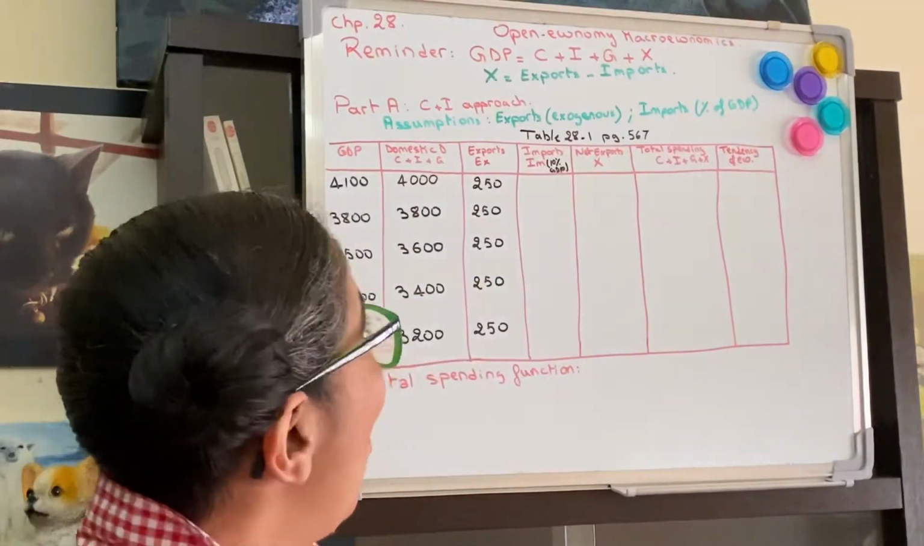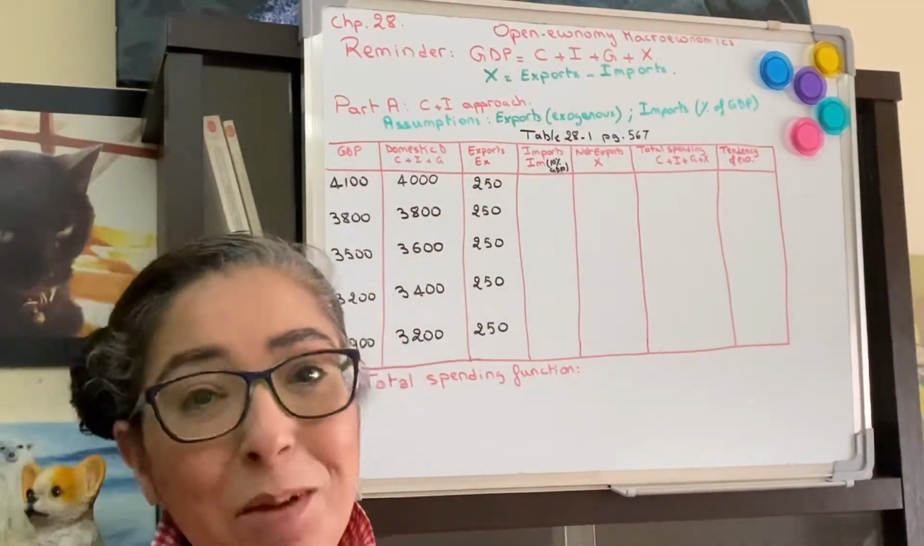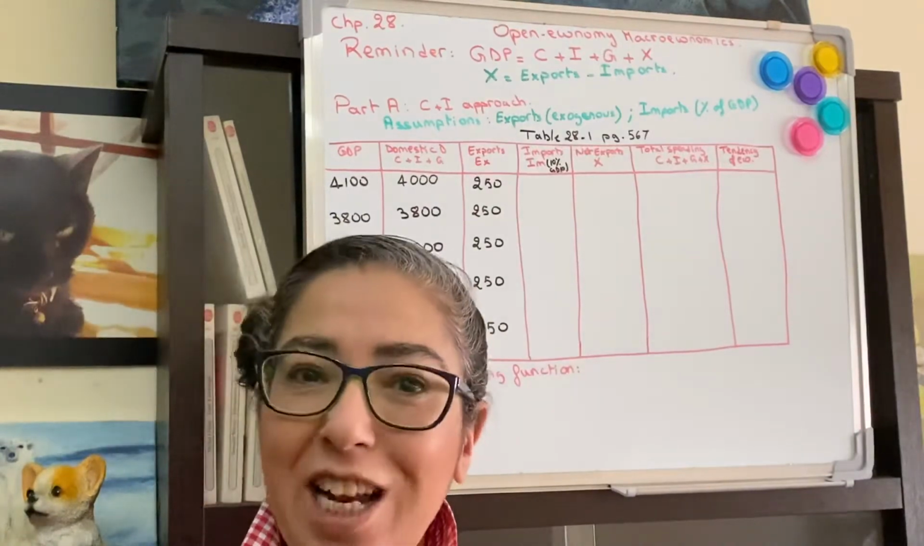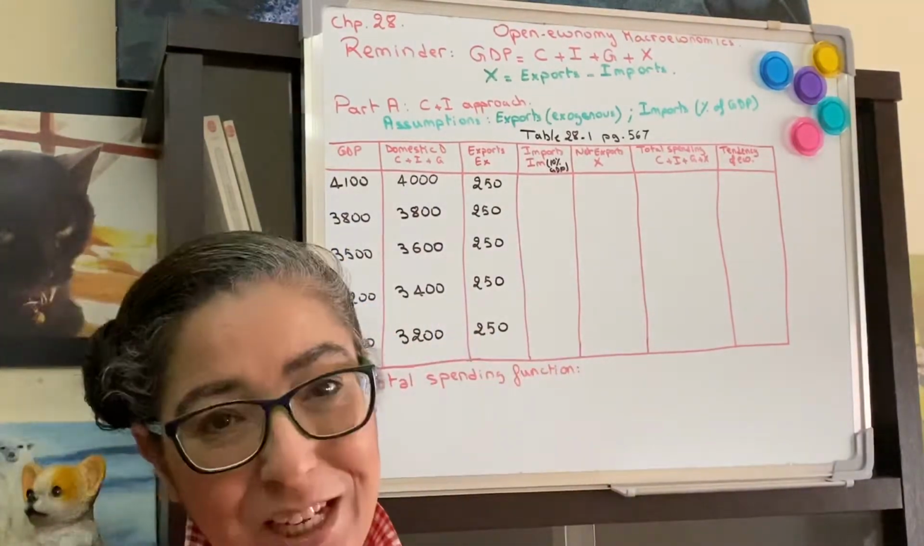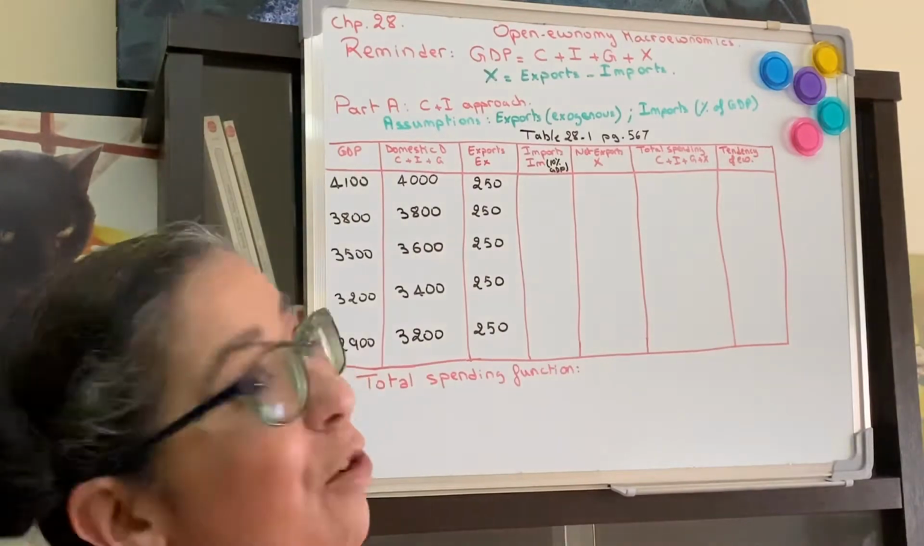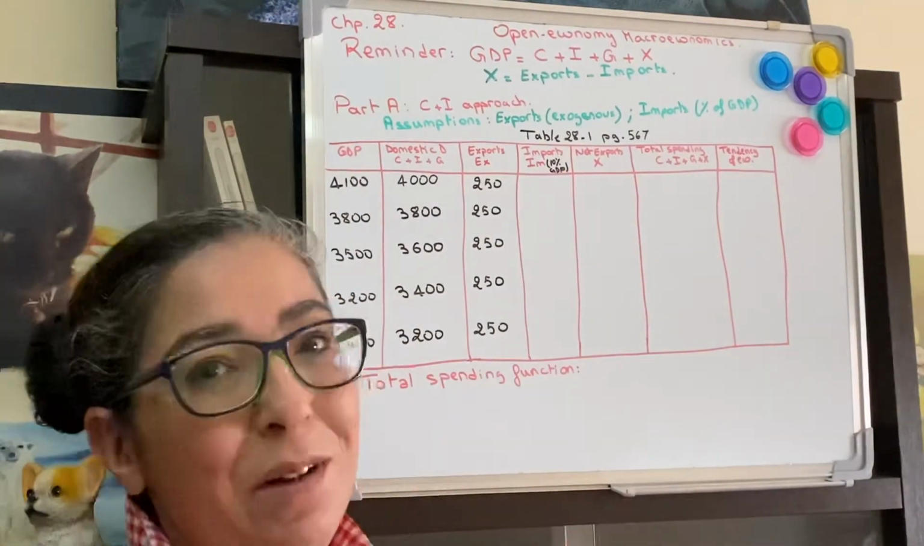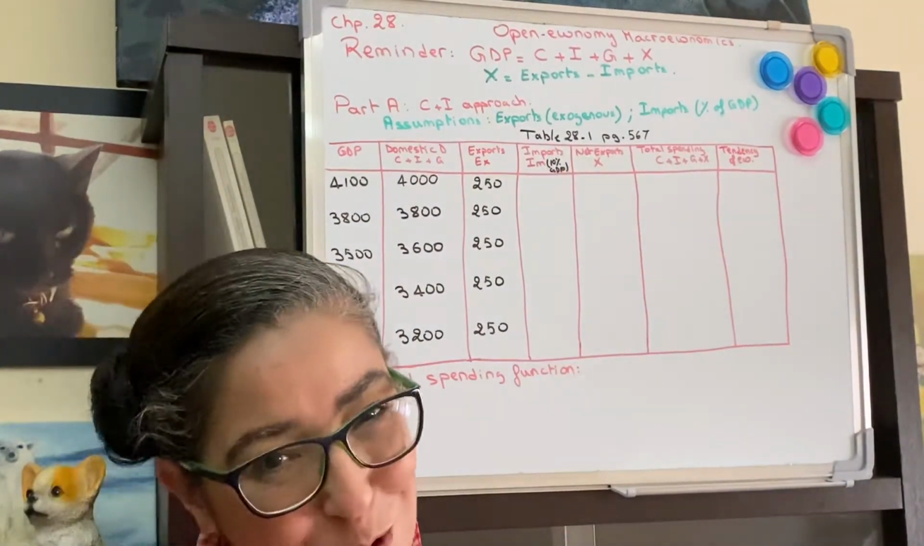Okay guys, so we did the closed economy multiplier. So today we're gonna see the open economy macroeconomics, and we're gonna study the C plus I approach and then the multiplier approach, okay?